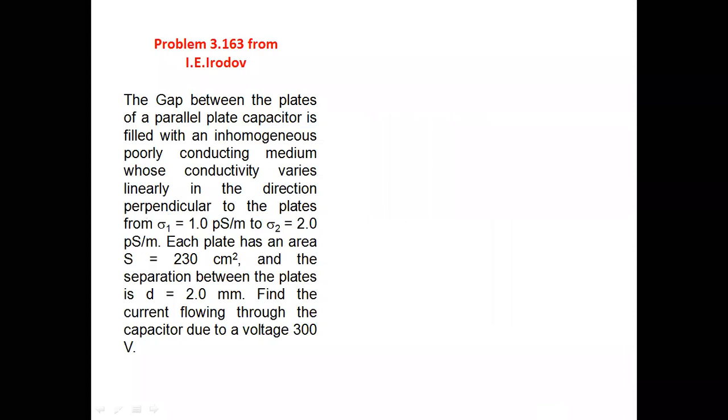3.163. Problem number 3.163 from the same book. This problem says that again we have a capacitor. Let's say we have positive plate of capacitor, negative plate of capacitor. This way we have a capacitor connected to a battery. You can read here in the language of the problem.